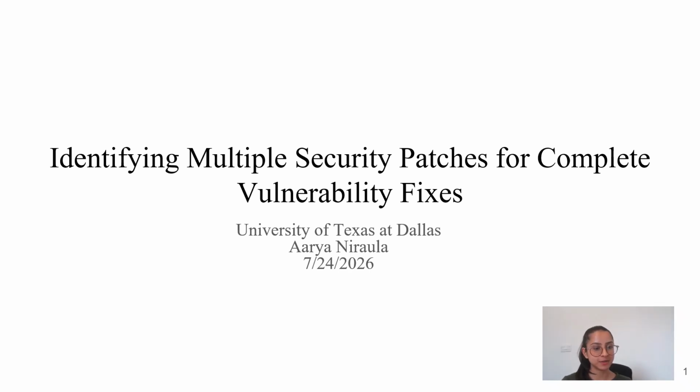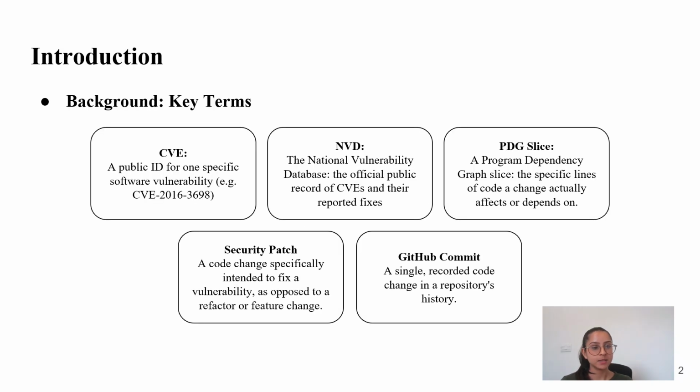I go to the University of Texas at Dallas, and my research topic is about identifying multiple security patches for complete vulnerability fixes. So before I begin, I'm going to introduce some key terms, starting off with CVE, which is a public ID for one specific software vulnerability, and NVD, which is the National Vulnerability Database, where it stores the official public record of CVEs and their reported fixes.